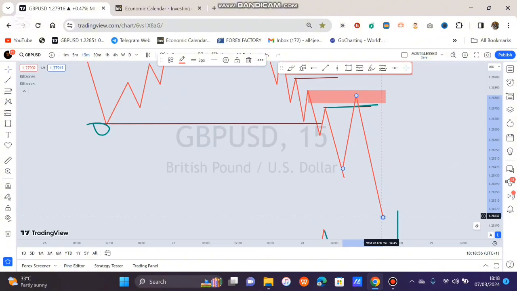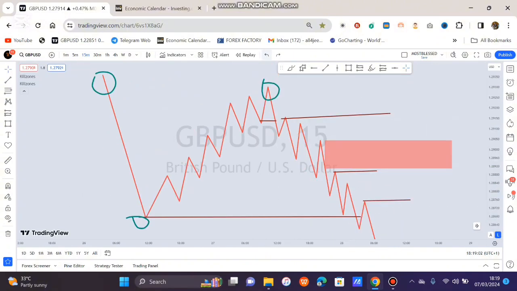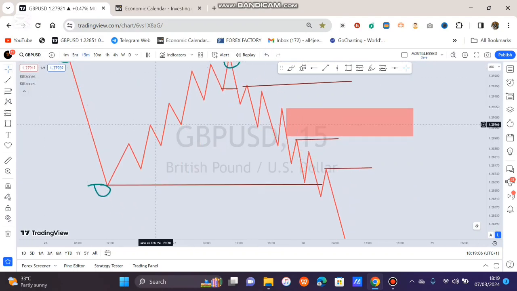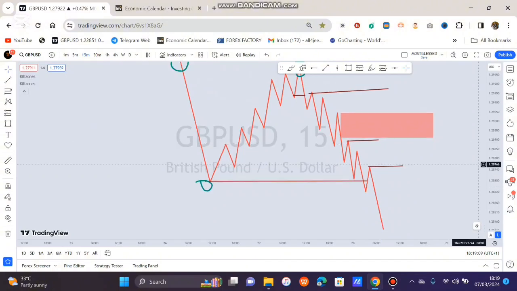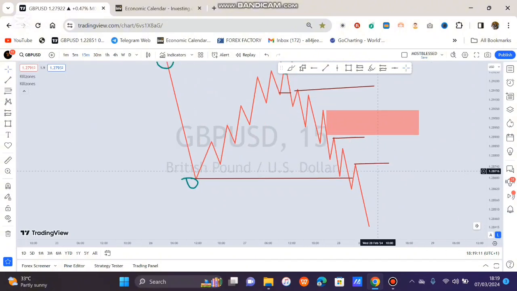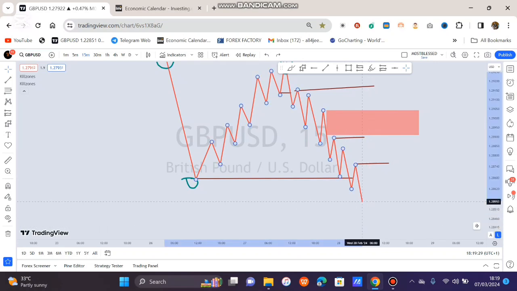So that is it. So also we can have a range structure too. You can have incomplete pullback in range structure. So when does the market do this? After market broke here, market was creating a series of range structure. After market broke this, market started creating range structure.